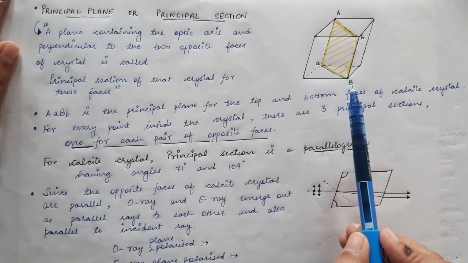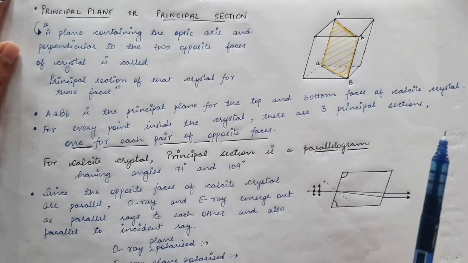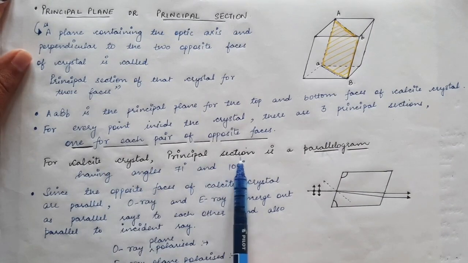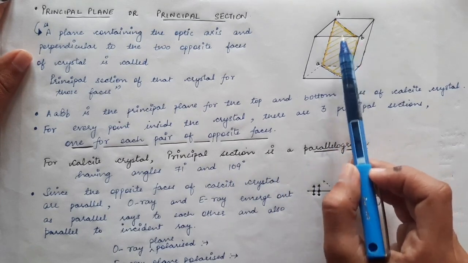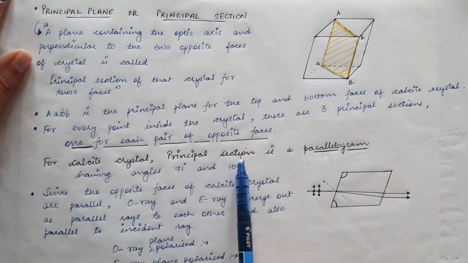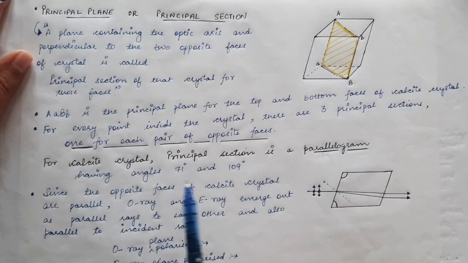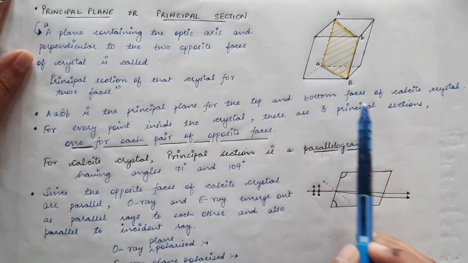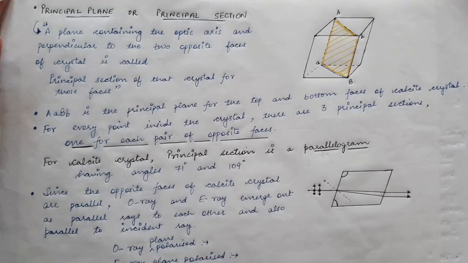So this principal section which I have drawn over here is the principal section for the faces at the top and at the bottom. For the calcite crystal, the principal section is always a parallelogram, and as I have shown over here, this makes a parallelogram. The angles made in this parallelogram are 71 degrees and 109 degrees. So this is the principal section of the calcite crystal.